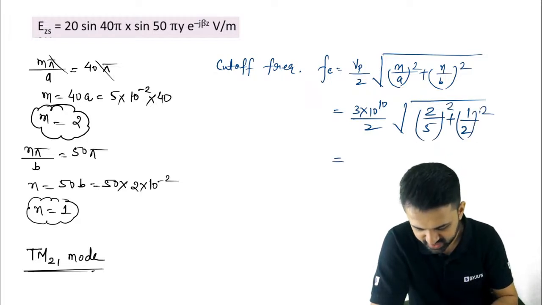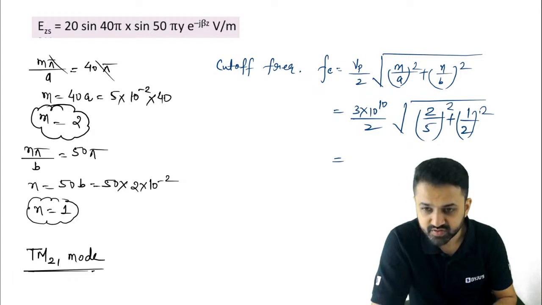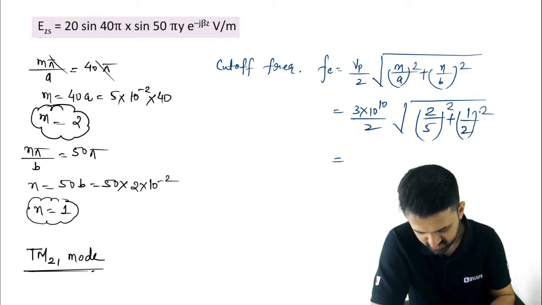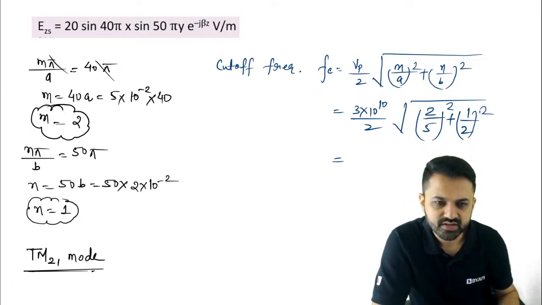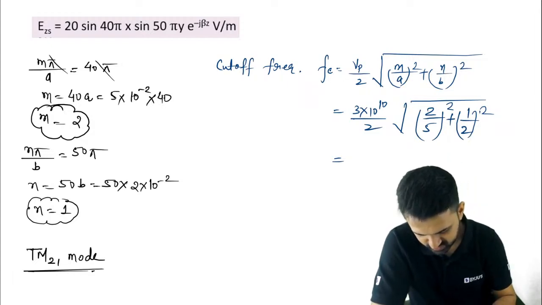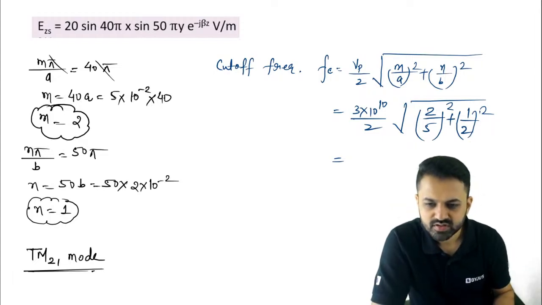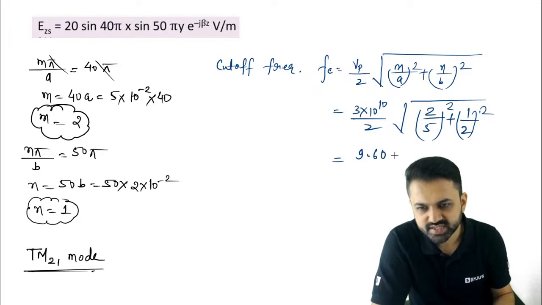So now if I calculate it, I will get root over 4 upon 25 plus 1 by 4, which gives 1.5 into 10 to the power 10 times 0.64, so 9.604. So we are getting 9.604 gigahertz. So this is the cutoff frequency we are getting.